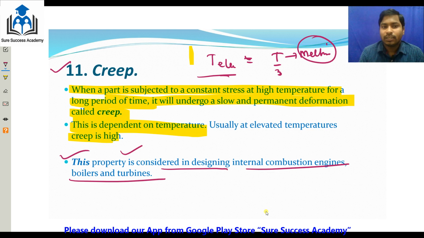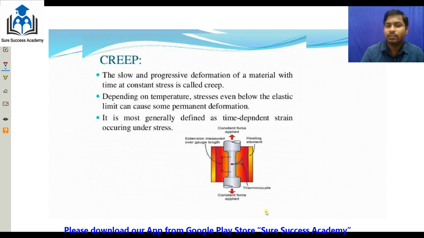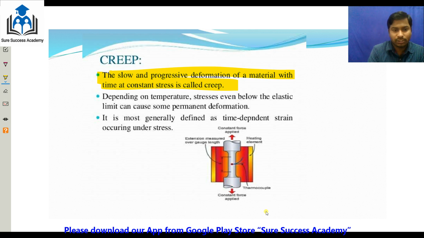Remember that creep is the slow and progressive deformation of the material by application of a load over a long period of time above the elevated temperature. Creep depends upon the temperature and usually occurs at elevated temperatures. It is the slow and progressive deformation of the material under constant stress, depending on temperature, with stress below the limit, and it is called permanent deformation.